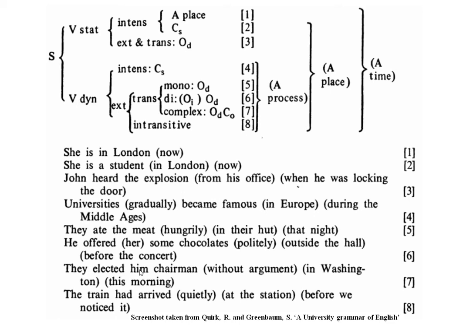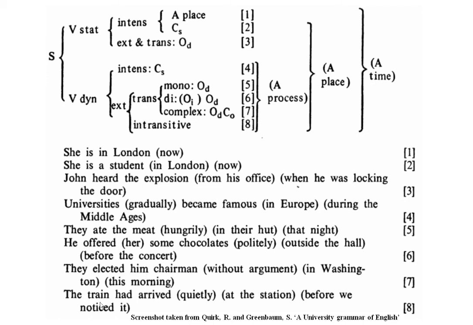Now, is it followed by one object? No, so it's not monotransitive. Is it followed by two objects? Of course no, so it's not ditransitive. Is it followed by an object complement? Yes, Chairman. So in this way, elect is a complex transitive extensive dynamic verb.